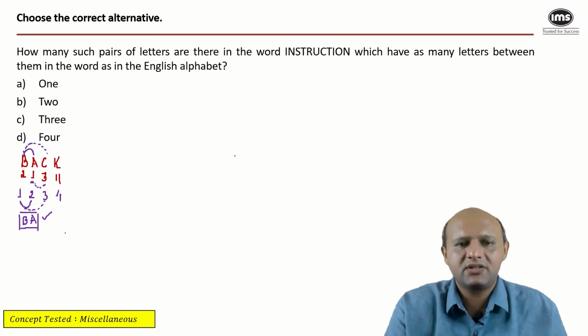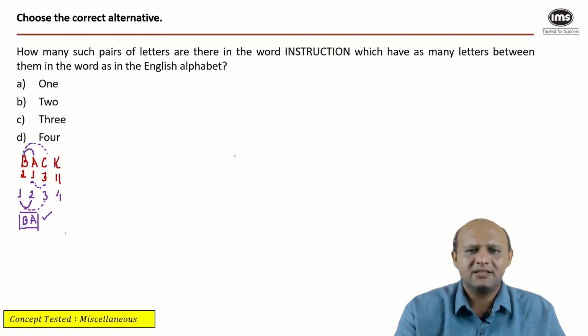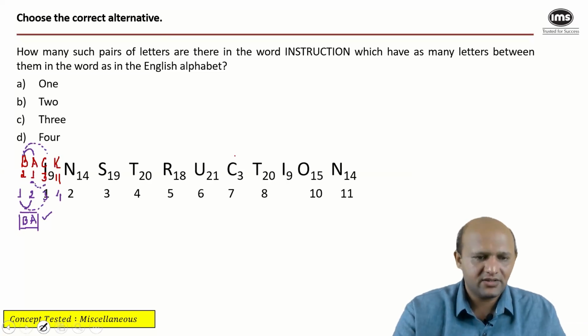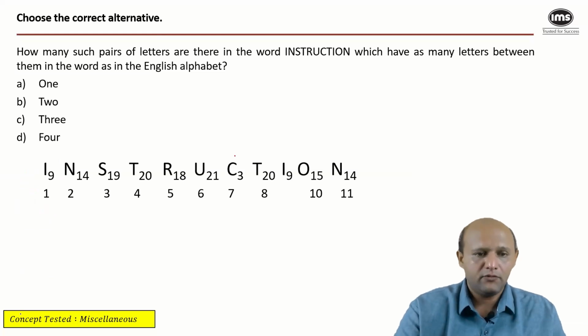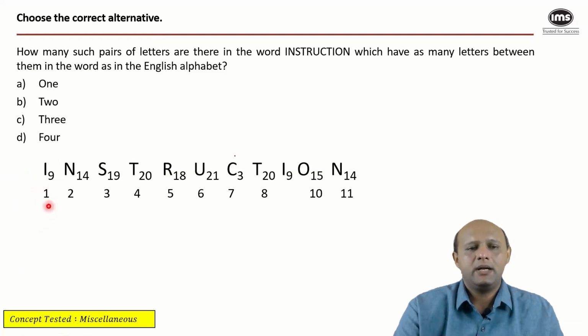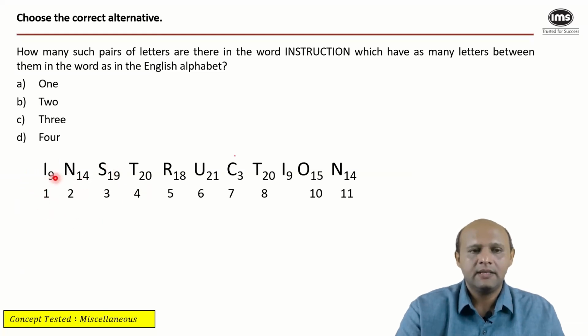So now let's look at instruction as the word. It's a miscellaneous category question, so you cannot categorize it per se into any other area. If you look at instruction as a word, let me just erase this. I is 9, N is 14, all the way up to N is 14. Now if you notice from the very first place, which is I, 1 plus 1 is 2. IN is not a pair. 1 plus 2 is 3. IS is not a pair. 1 plus 3 is 4. I and T cannot be a pair.